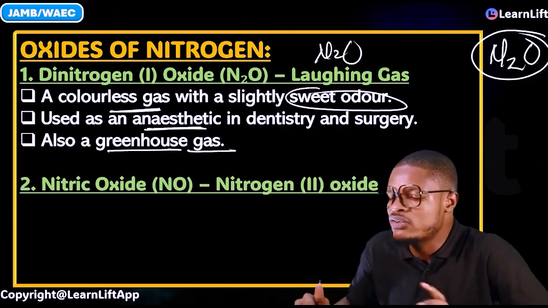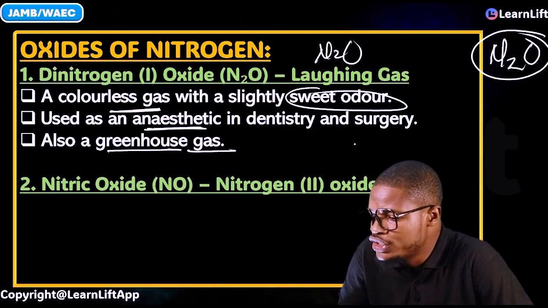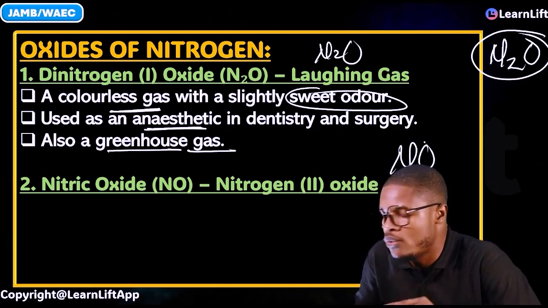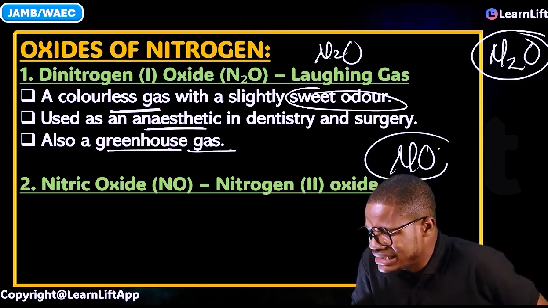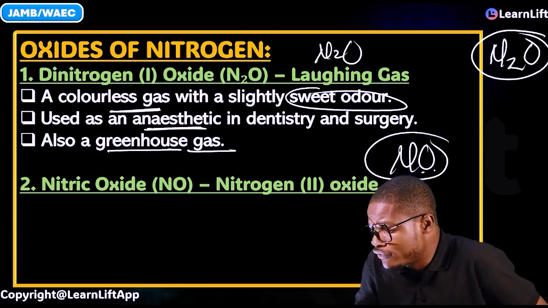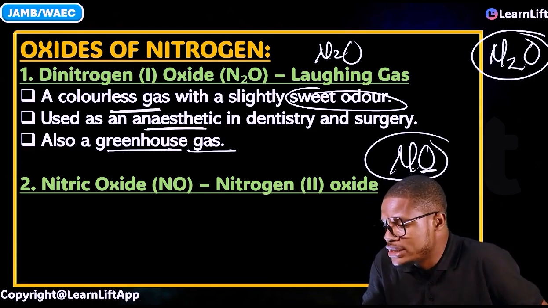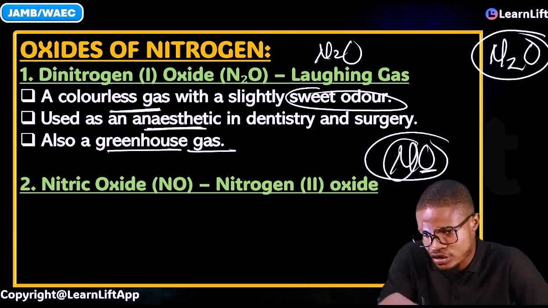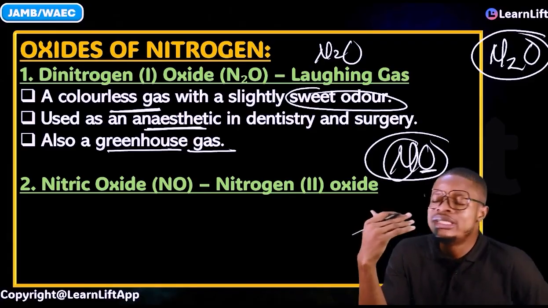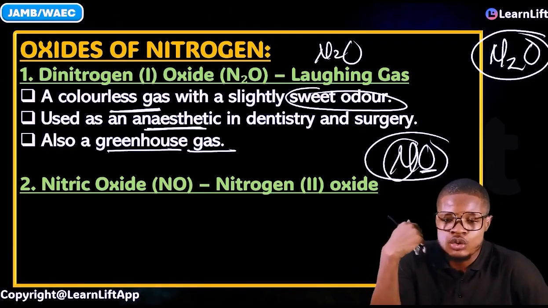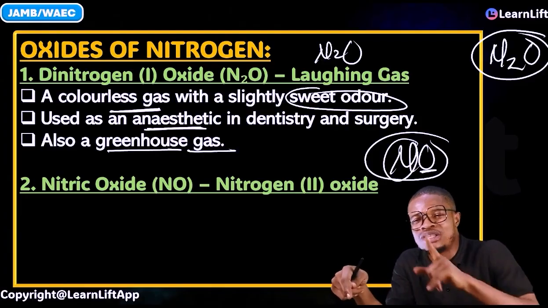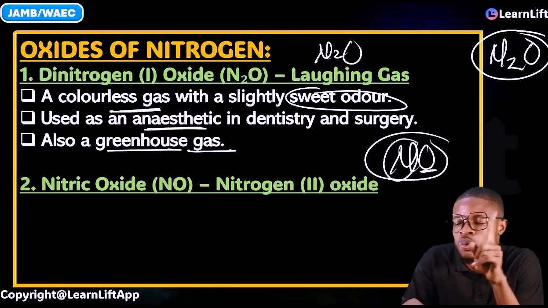Another thing you must know is your nitric oxide. What's your nitric oxide? Nitrogen(II) oxide. The one that is nitrogen(II) oxide is NO. What is the oxidation state of your nitrogen there? It is +2, because oxygen is -2 here. Nitrogen there is +2. So your nitric oxide, or nitrogen(II) oxide, is NO. But your N2O is your dinitrogen(I) oxide.